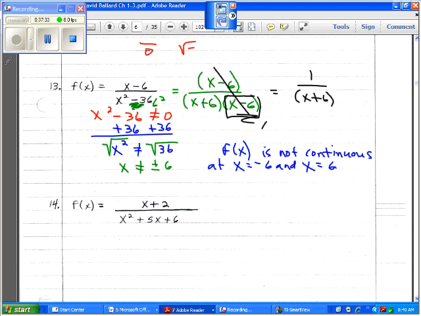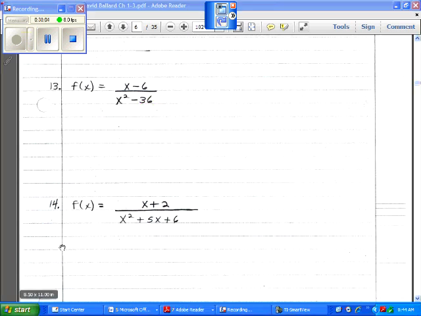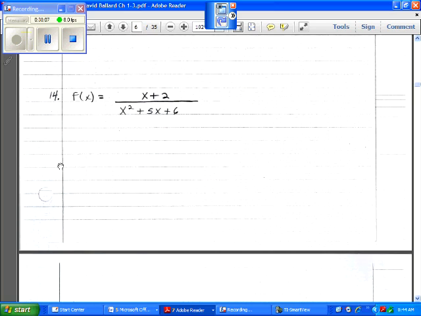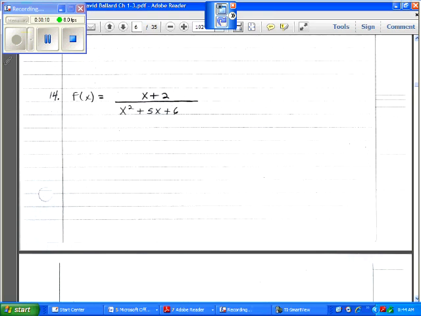If it's x minus 6, then x cannot be 6. The other one. You got to be careful there, right? Okay, so x equals 6 is removable. Any questions on number 13?